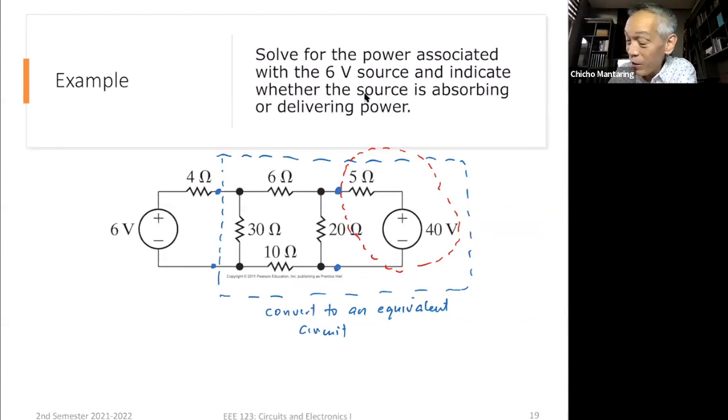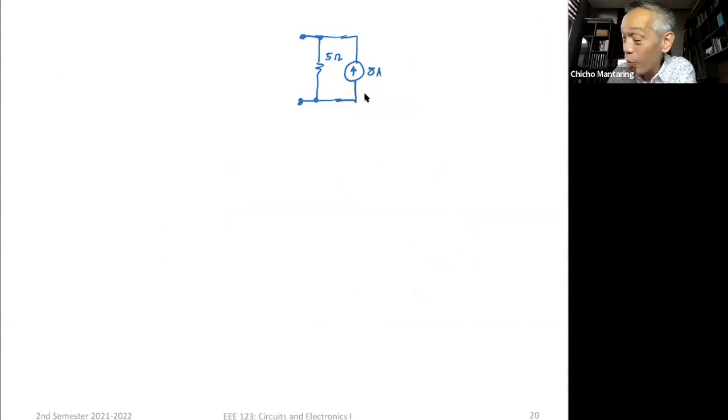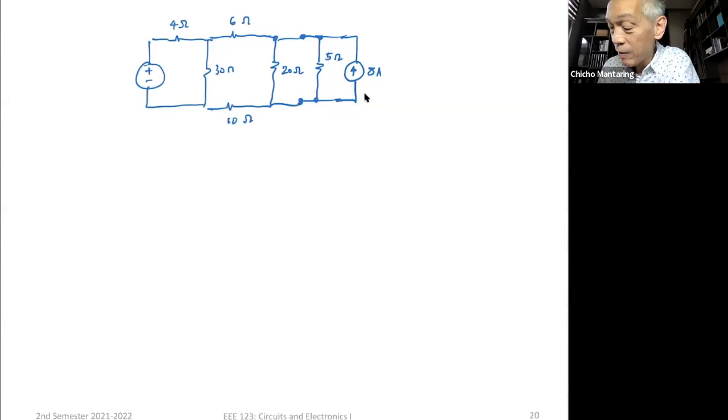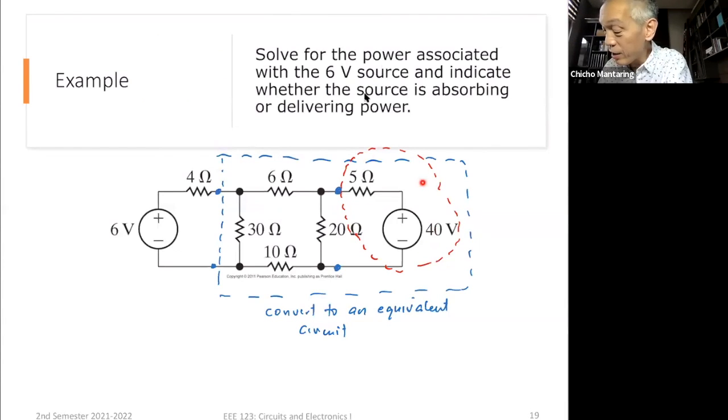So I can now connect again the rest of the circuit. So I have now my 20 ohm here. This is my 20 ohm. And then I have my 6 ohm here, I have my 10 ohm here, I have my 30 ohm. And then 4 ohms. And then the 6 volts. Okay. I converted this to a current source.